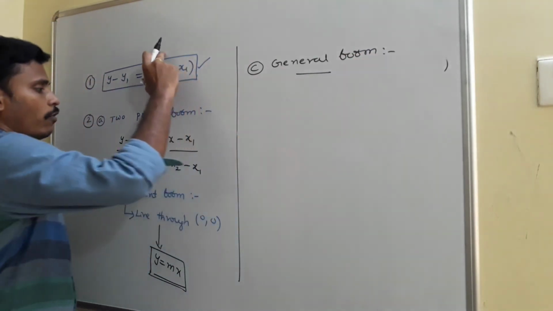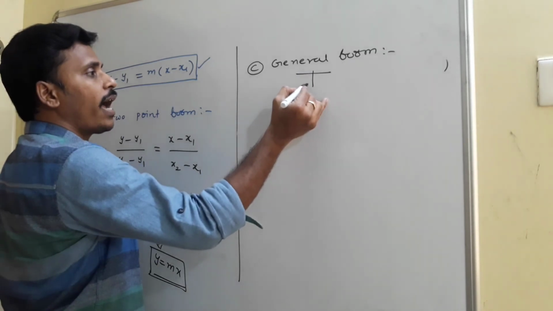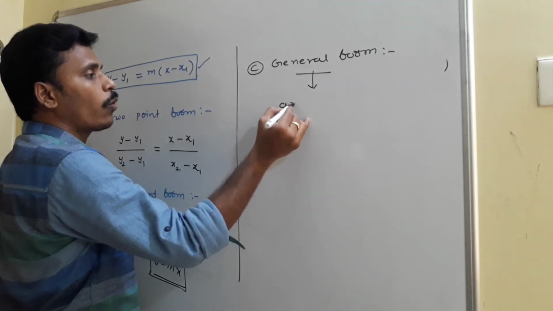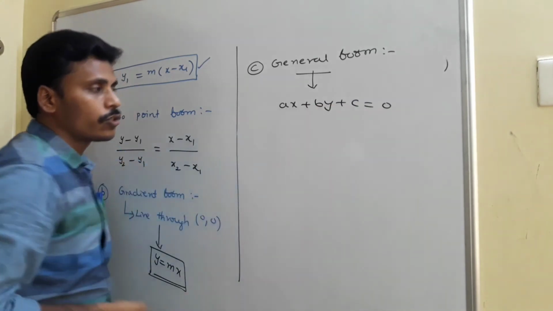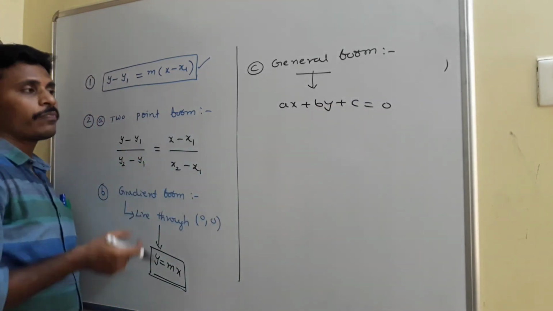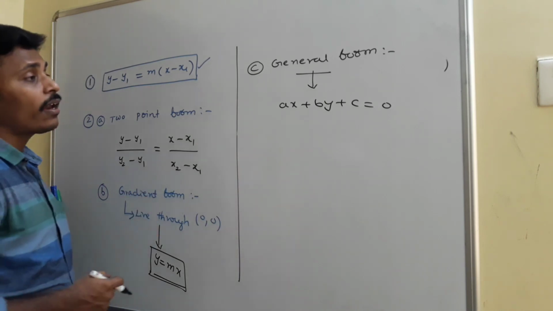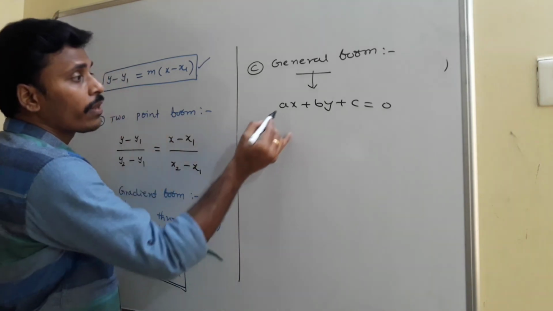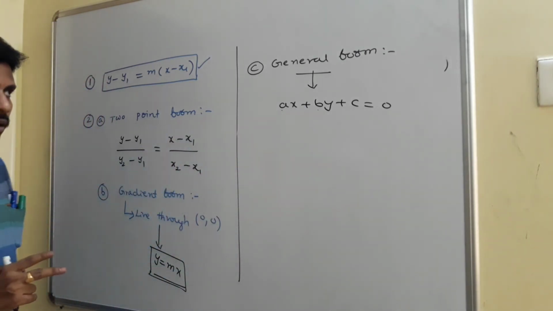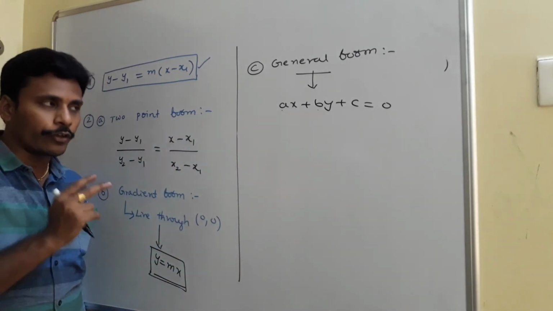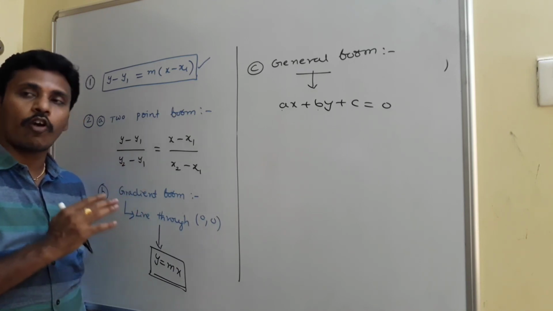Use slope point form, use 2-point form, use gradient form, use anything. At the end we have an equation of this format, like ax plus by plus c is equals to 0, which is the equation of the line, and we call it the general form of the line. To say it as a general form, a and b both at a time can't be 0. What I am going to tell you is ax plus by plus c is equals to 0 is the general form of a line.